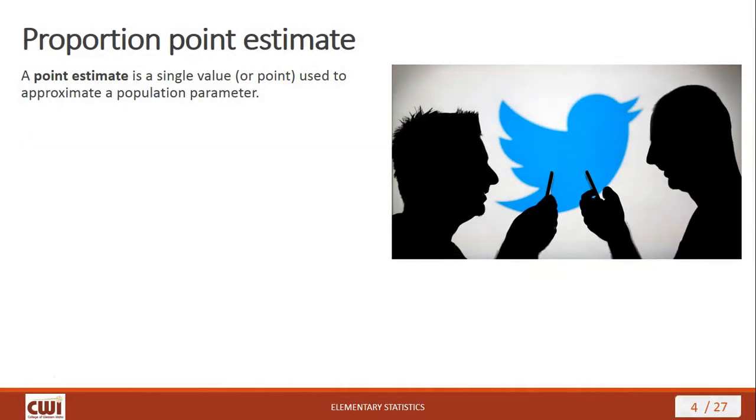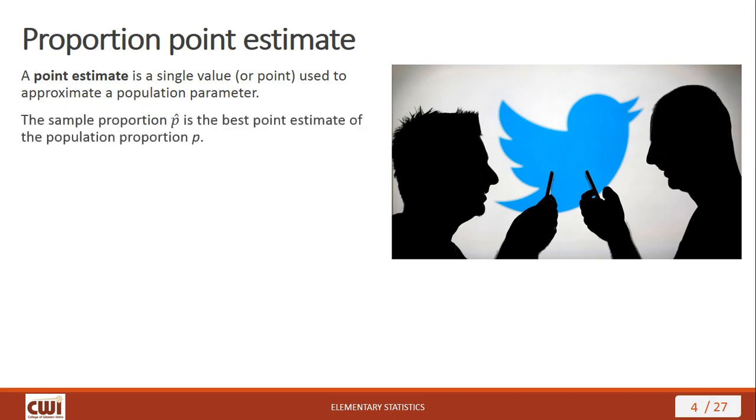So to start with, let's talk about population point estimates. In general, a point estimate is simply a single value or point on a number line that's used to approximate a population parameter. Since proportions are what we call unbiased estimators, the sample proportion p hat is then the best point estimate of the population proportion p.